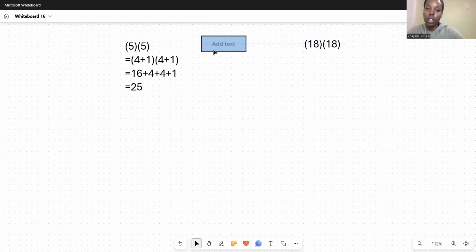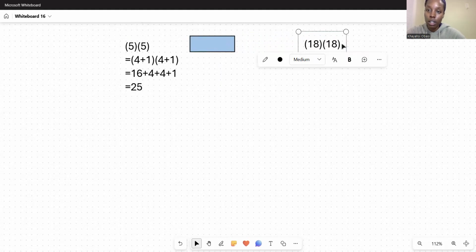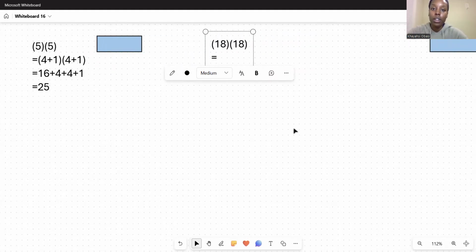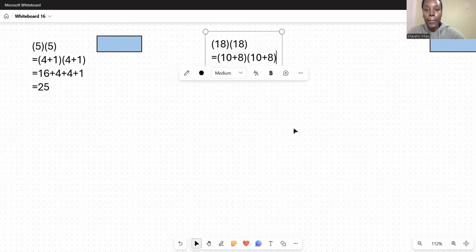What happens when you have numbers in the tens place, like 18? So how would we rewrite this? Well, we can apply the same method by writing it as the sum of two numbers. So we could do 10 plus 8 times 10 plus 8.